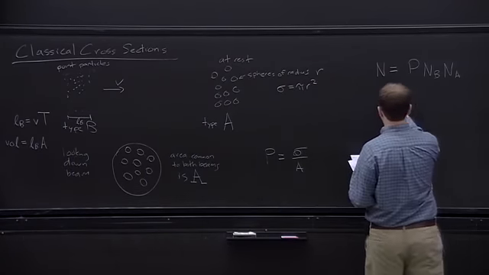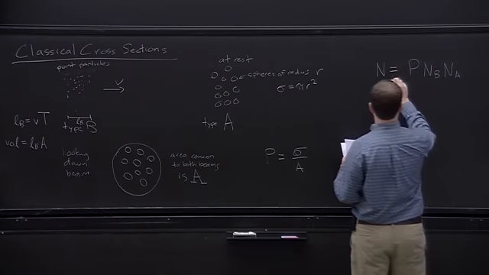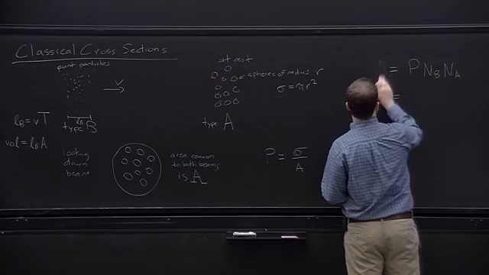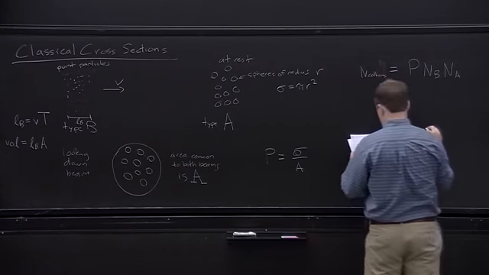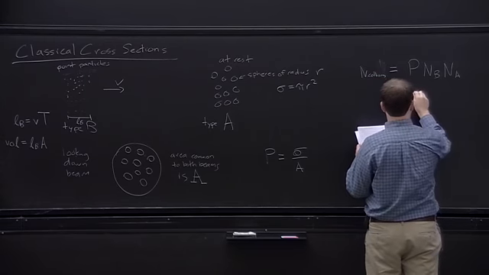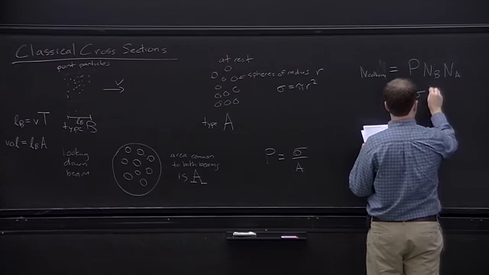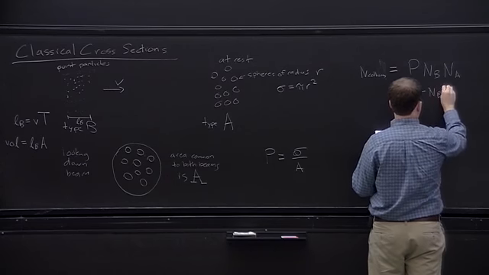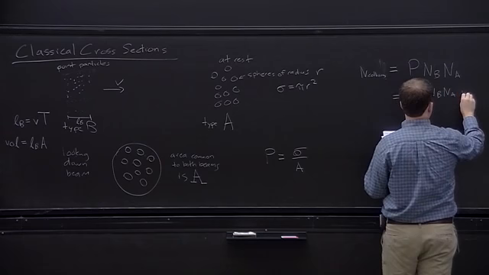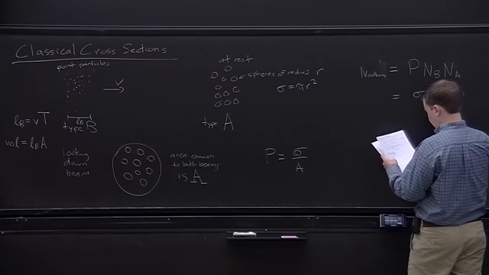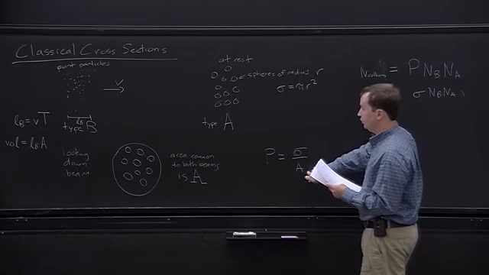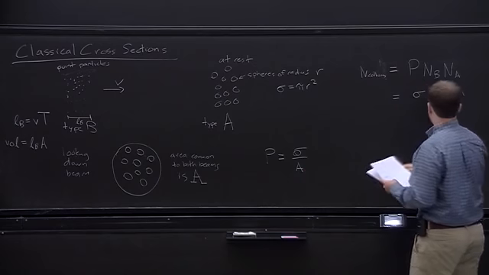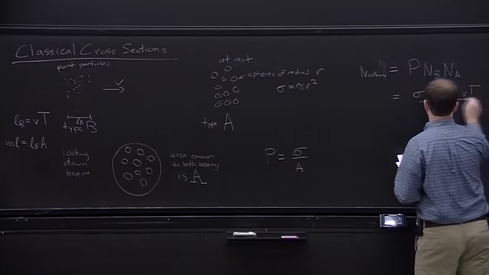So we can rewrite this. So this is the number of collisions as sigma times NB times NA times, so A is equal to the volume over VT. So we get VT over the volume.